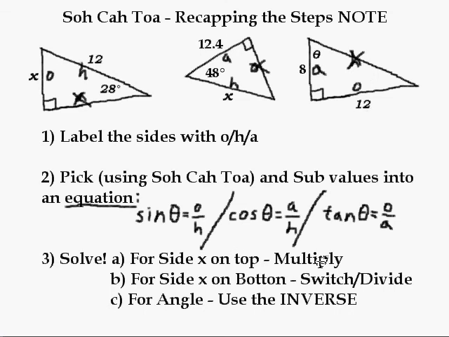For side x on top, I multiply it up. For side x on the bottom, I multiply it up, and then I divide by the sine, cos, or tan theta. And then for an angle, I just use the inverse. So actually do the division and use the inverse.